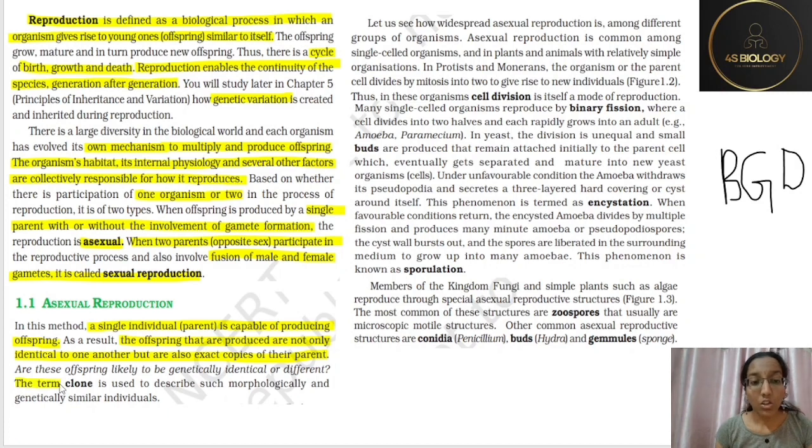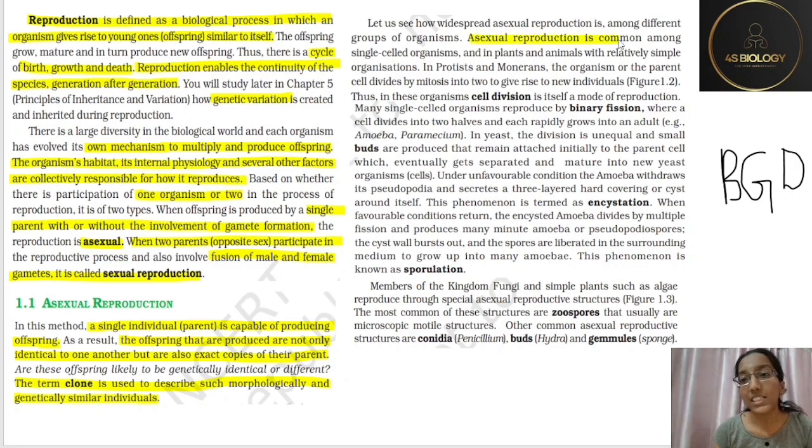The term clone, this is very important for boards, NEET and CET. The term clone is used to describe such morphologically and genetically similar individuals. Morphology ಮತ್ತು genetically individual similar ಇದ್ರೆ that is termed as clone. ಈ definition boards ಅಲ್ಲಿ ಕೇಳ್ಬೋದು, ನೀಟಲ್ಲಿ ಕೇಳಿದ್ದಾರೆ ಒಂದ್ಸಲಿ, so it is very important. Let us see how widespread asexual reproduction is among different groups of organisms.